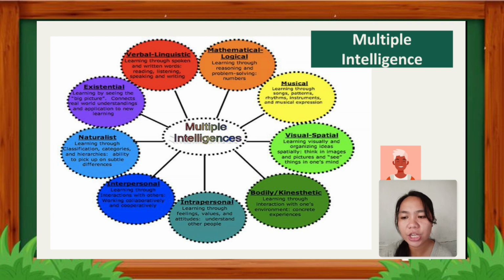And next intelligence is the mathematical or the logical. They learn through reasoning, problem solving, and numbers. Next we have the musical. The musicals learn through songs, patterns, rhythms, instruments, and musical expressions. And second is the visual or spatial learner. These learners think visually and organize ideas spatially. They think in images and pictures and see things in one's mind.